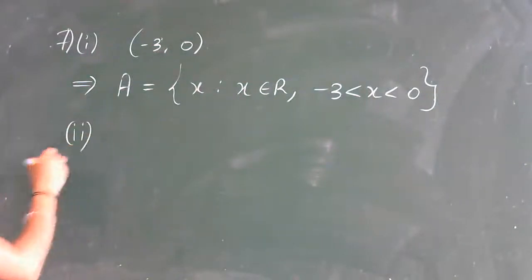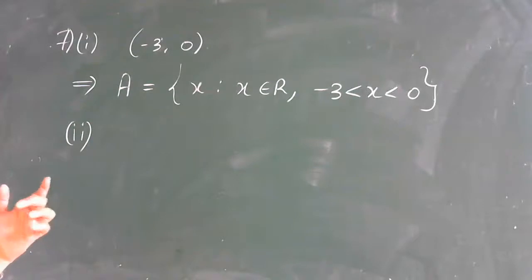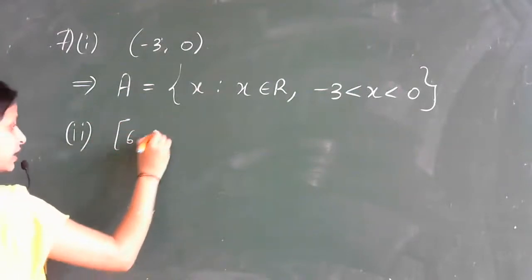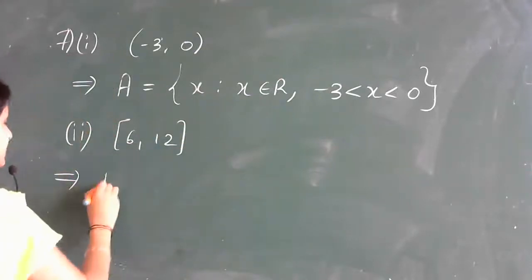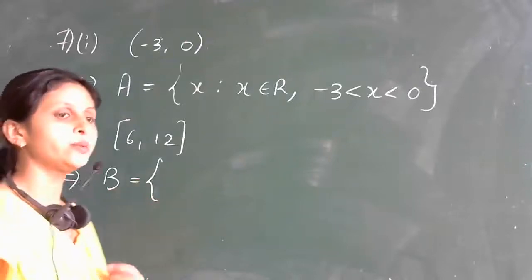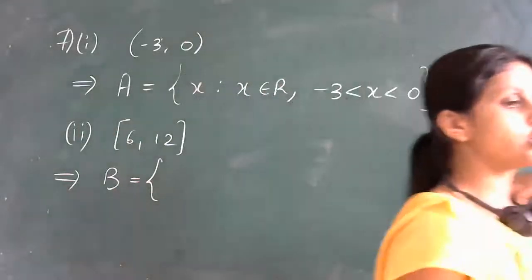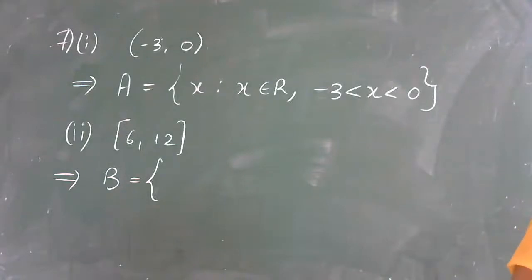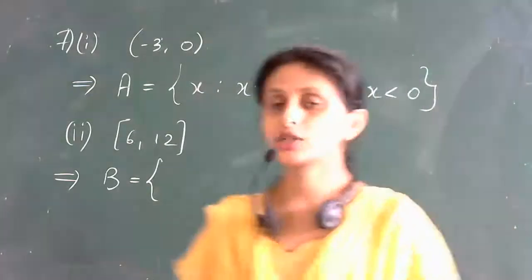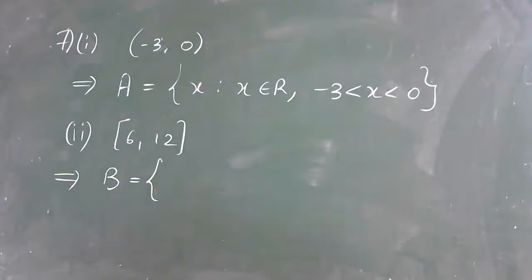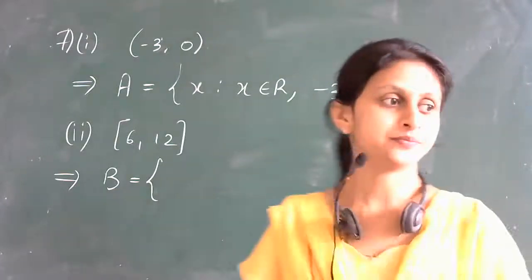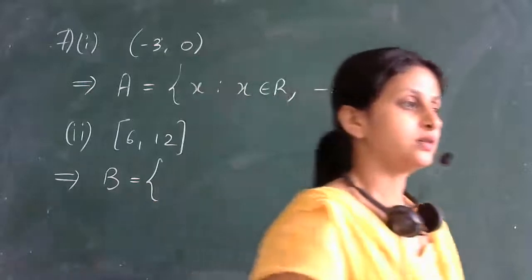Second interval is 6, 12. Now can you tell me, can you write this set in set builder form? Represent that set with set B. Can you tell me what will be my set in set builder form? It is closed interval 6, 12. What will be the set, students? Anyone? On both sides it is closed interval. So what will be the answer? Are the endpoints included or not included?